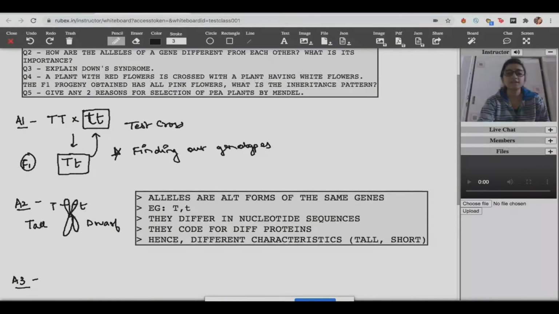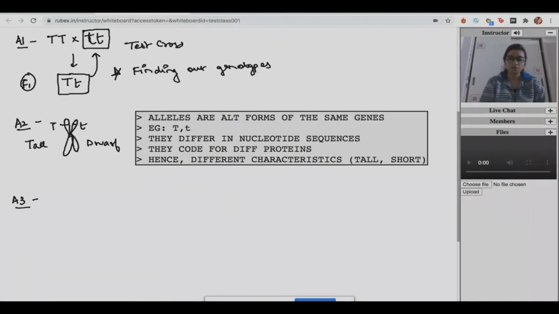Next is to explain Down syndrome. What is Down syndrome? Down syndrome is an aneuploidy disease, a genetic disorder occurring because of trisomy of chromosome number 21. Your usual chromosome pair is like this, but in a trisomy you get one more copy of the same chromosome. For Down syndrome, it's chromosome number 21. This disorder is known as Down syndrome.